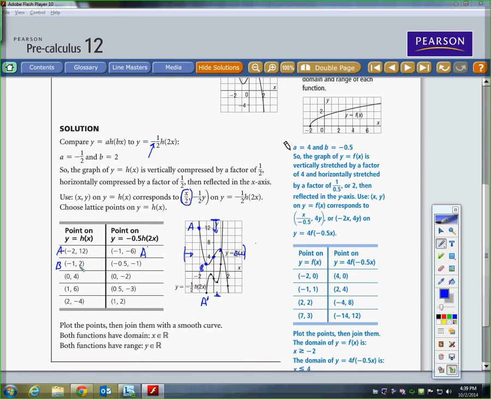And then B prime, -1, 2 turns into -1/2, -1. So this one over here would be B prime. Okay, so it follows in that order. Did I do that right? I think so. -1. Yeah, I think so.